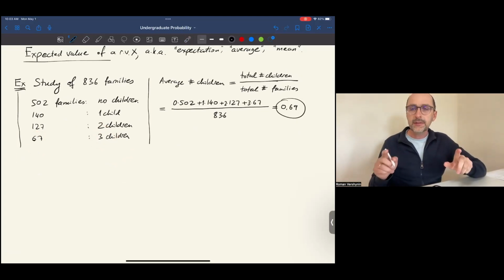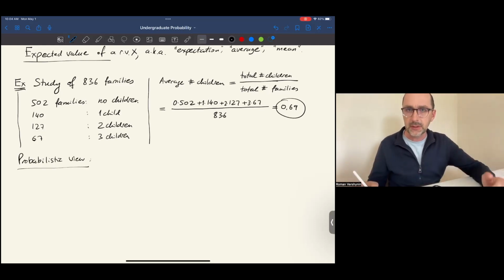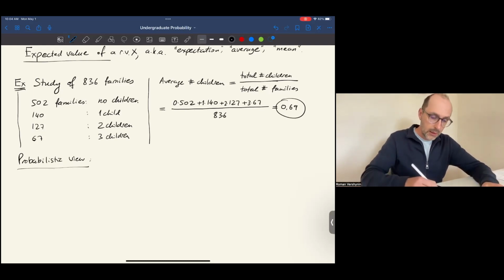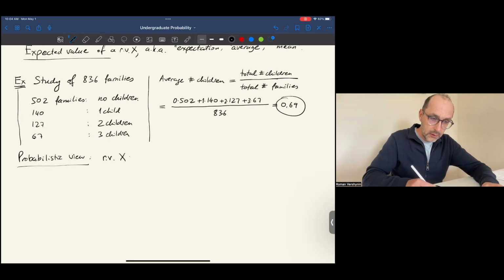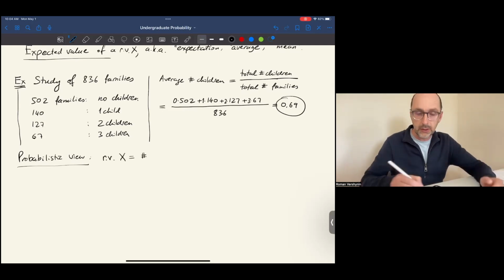And now let's express the same solution probabilistically, where the experiment is to choose a family at random, uniformly, so any family is equally likely. And the random variable X is the number of children in a randomly chosen family.